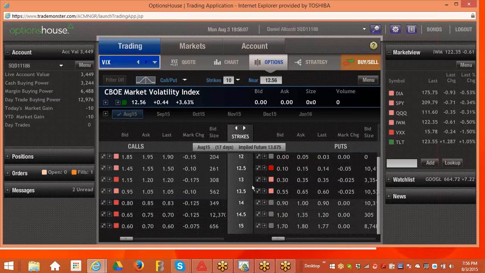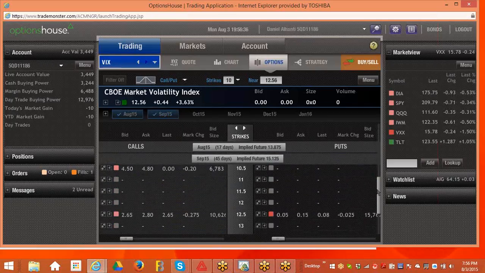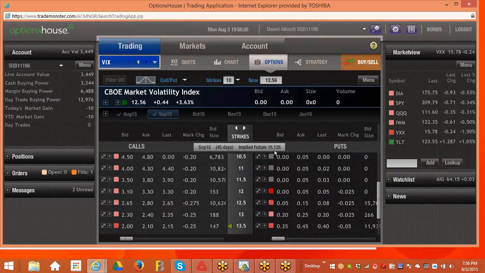But regardless, let's say, so the calls, you go to the ask side, and this is for August. So it's the third week in August. It says you have 17 days. If you want more time, to September, you're not that much, not that risky. It even has an implied future of 13.8 in 17 days, which I'm not exactly sure how that happens, but it has an implied future 15.1. So here it gets a little bit more expensive.